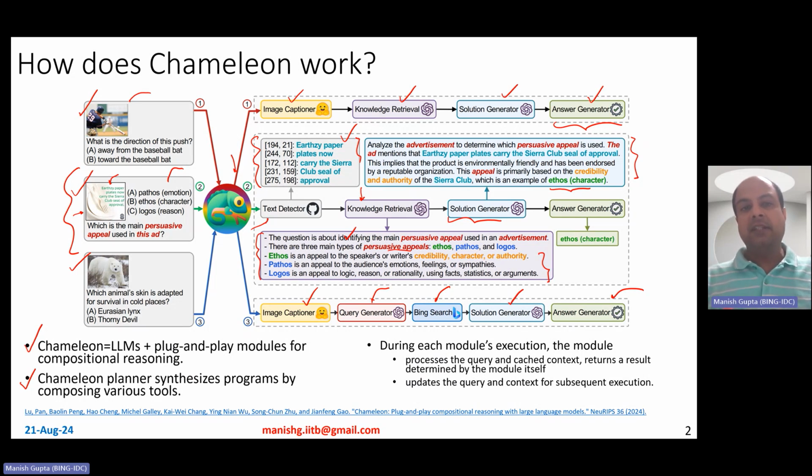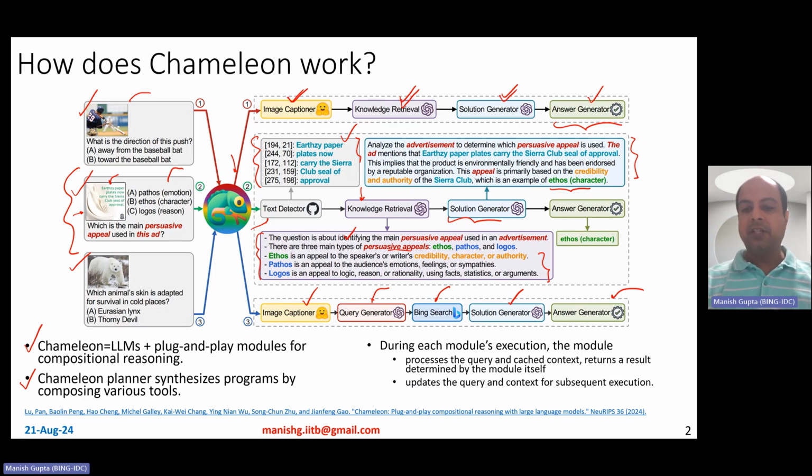So as you look at it, Chameleon basically takes the image input and uses LLMs so as to generate a sequence of tools to be used to generate the answer. And all of these tools are primarily just LLM prompts themselves. Okay. So image caption is basically going to be just another image LLM prompt. Knowledge retrieval is also another LLM prompt. Solution generator is an LLM prompt, and so on.